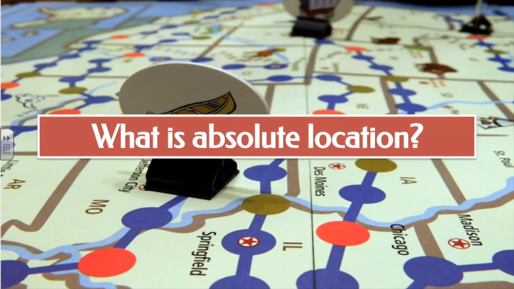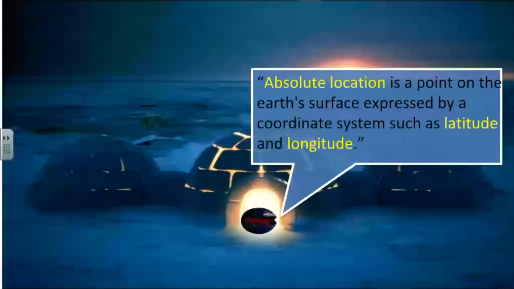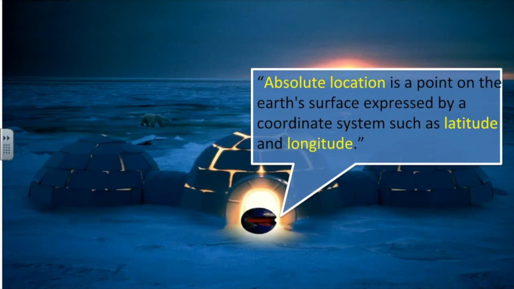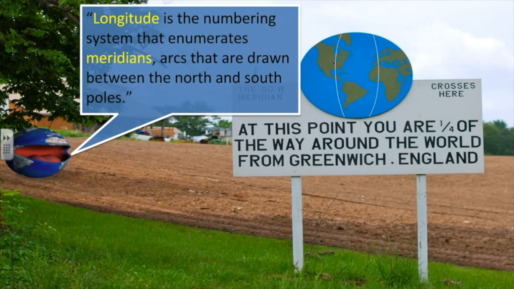Next thing when we talk about reference maps is, what is absolute location? Absolute location is a point on the Earth's surface expressed by coordinate systems such as latitude and longitude. What is longitude? Longitude is the numbering system that enumerates meridians. These are arcs that are drawn between the North and the South Pole.